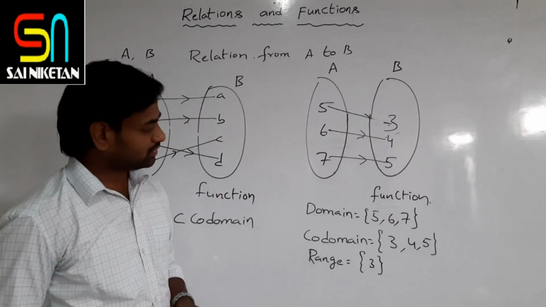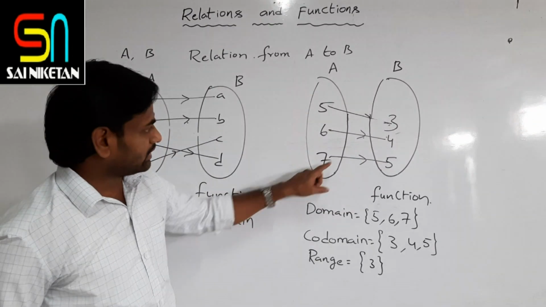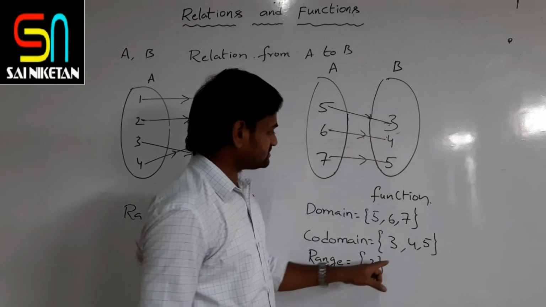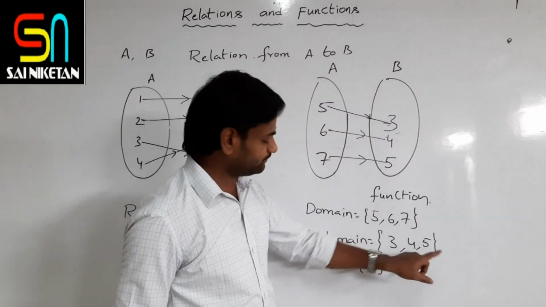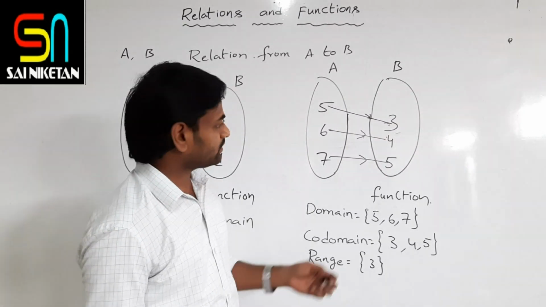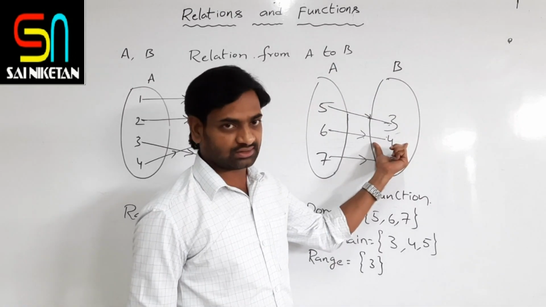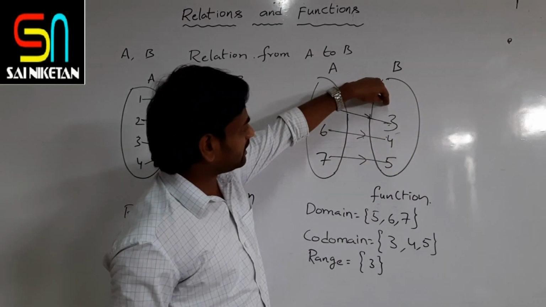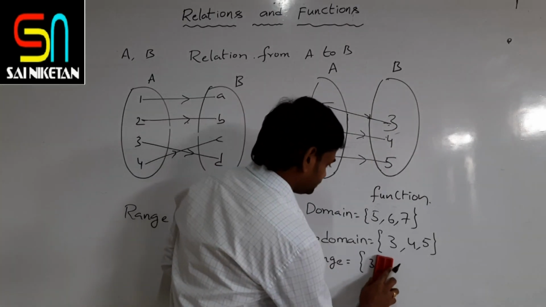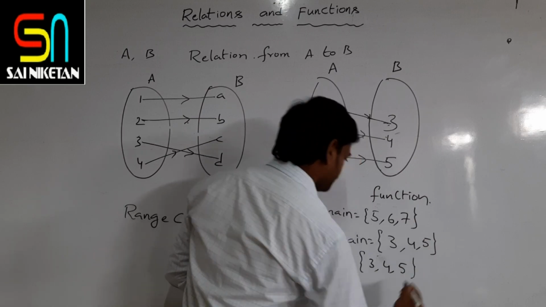Okay. Now see here, suppose I am changing the mapping here. Now see here, domain is 5, 6, 7 and what is the codomain? Codomain is 3, 4, 5. Clear? Now what is the range? Actually, as I said, range is the second set elements which are in the mapping. In the second set all the elements are in the mapping, that is 3, 4, 5. So that's why I am taking the range as 3, 4, 5.